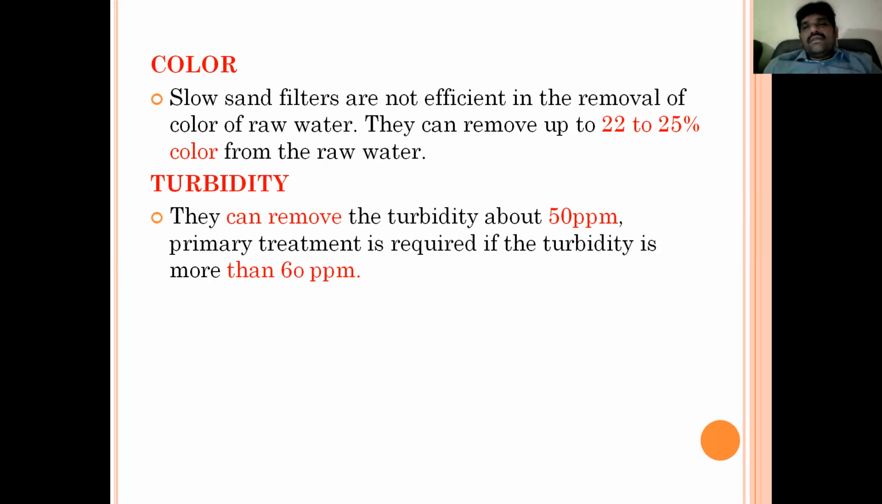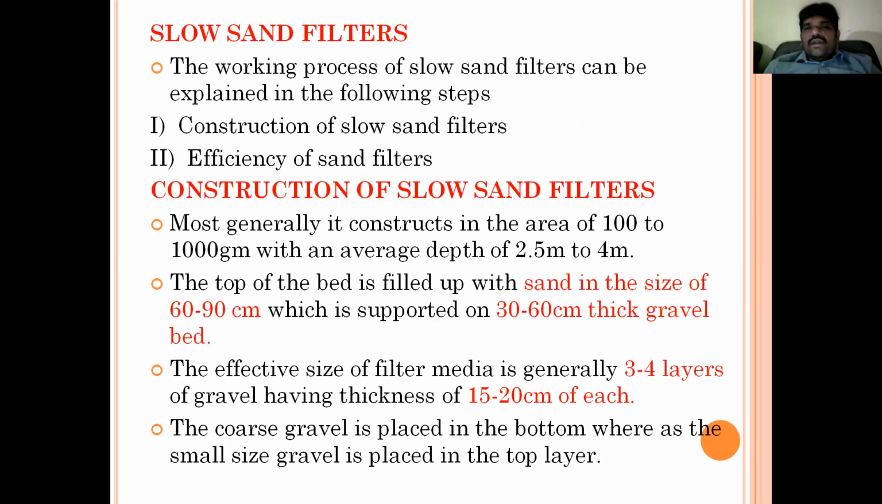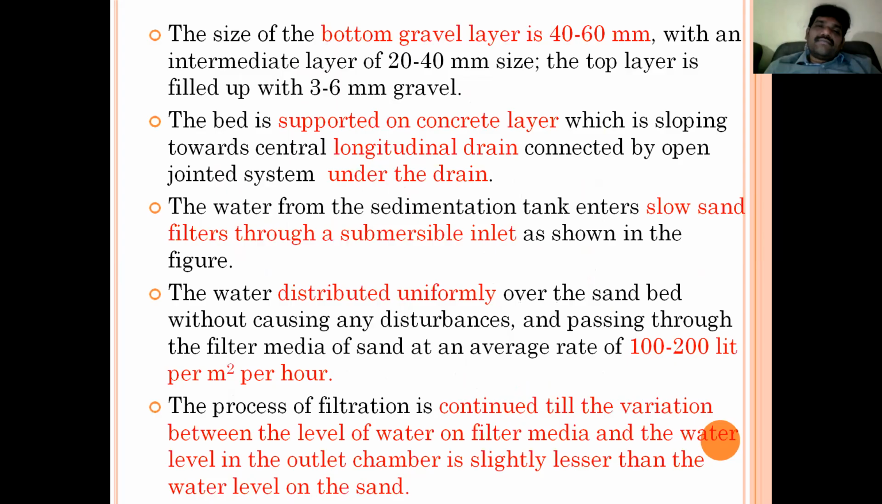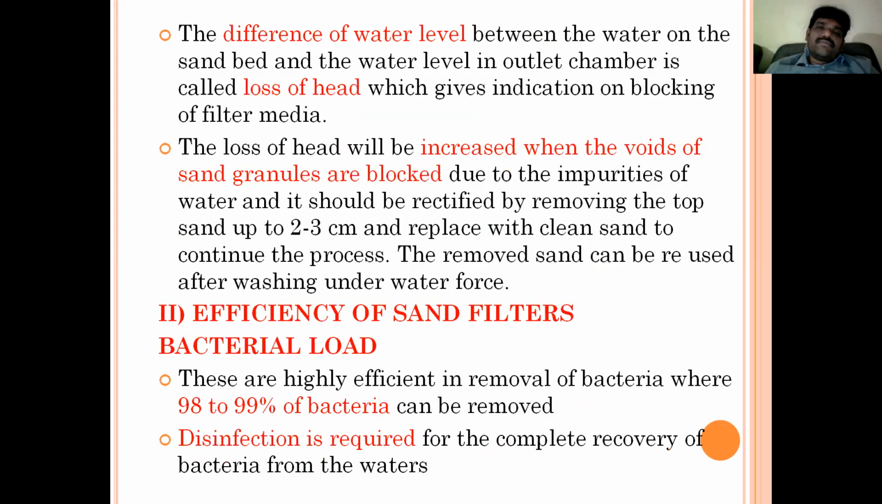Next one is rapid sand filters. Hope you understood about these slow sand filters. Construction of slow sand filters: fine sand, coarse sand, pebbles. The gravel layers, 3 to 4 layers. After the process, 2 to 3 centimeters will be replaced with clean sand and the process continued. The removed sand can be reused after washing under water flows.